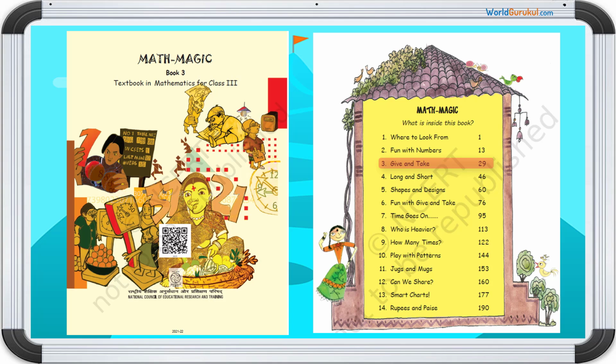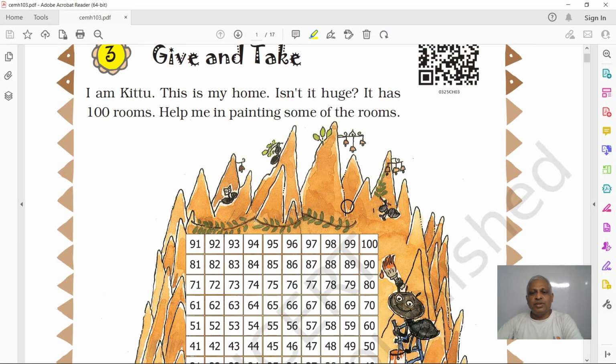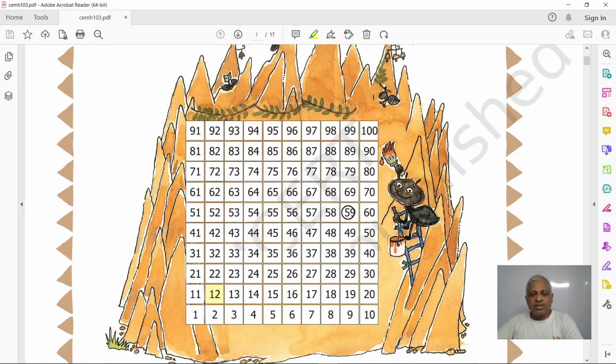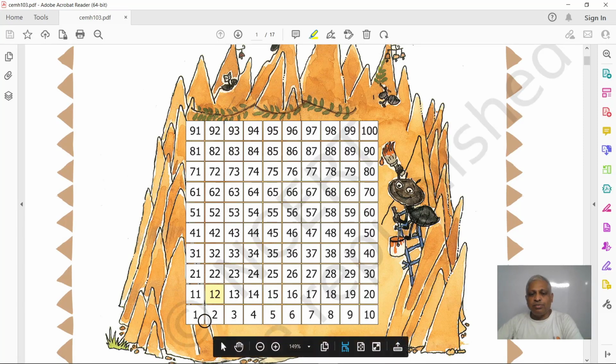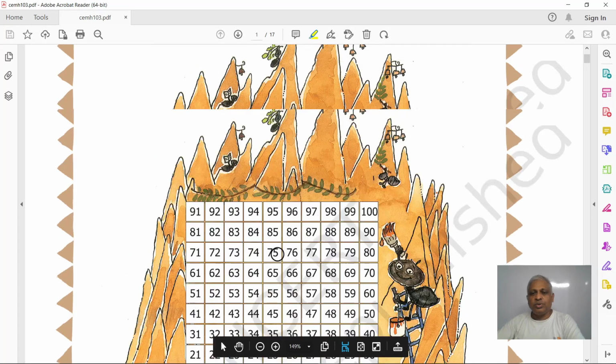This is from the Math Magic NCERT Mathematics textbook for class 3. So here we have a grid of 100 numbers, 1 to 100. Each row has 10 numbers and the count is from bottom to top.